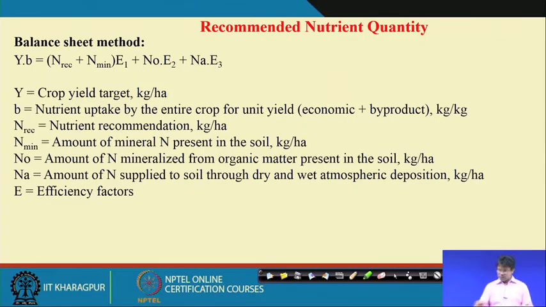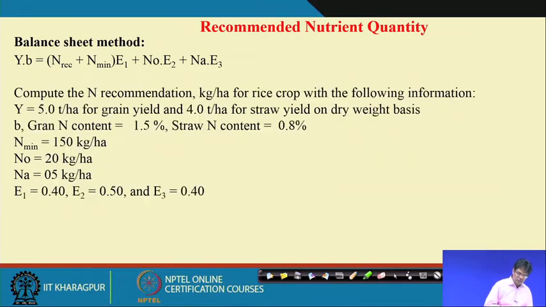So, looking at this, your left hand side is the demand of the crop, and the demand must be met either from the soil sources, the N mineralizable source, the organic source, or atmospheric depositions, and the rest has to be NREC, the external application, that is the nutrient recommendation in kg per hectare, how much nutrient is to be applied after knowing the available nutrient from the soil. We will do a sum on how to calculate this.